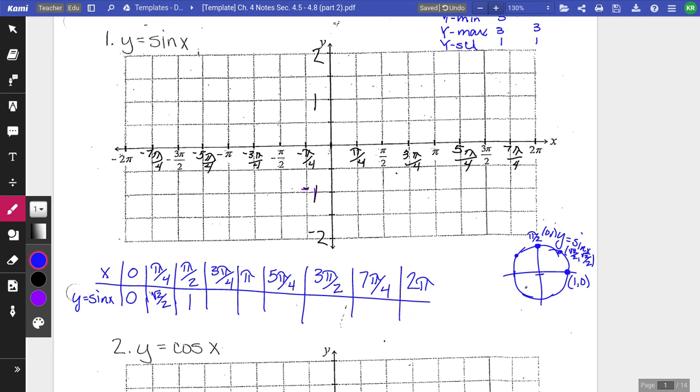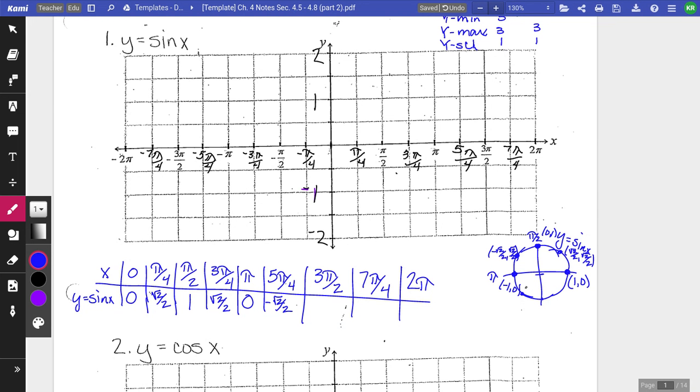3 pi over 4 is over here, and that ordered pair would be negative root 2 over 2, root 2 over 2. Again, the y value is root 2 over 2. At pi, my ordered pair is (negative 1, 0). The y value is 0, so sine of pi is 0. Continue around your circle like that. So at 5 pi over 4, the y value is going to be negative root 2 over 2.